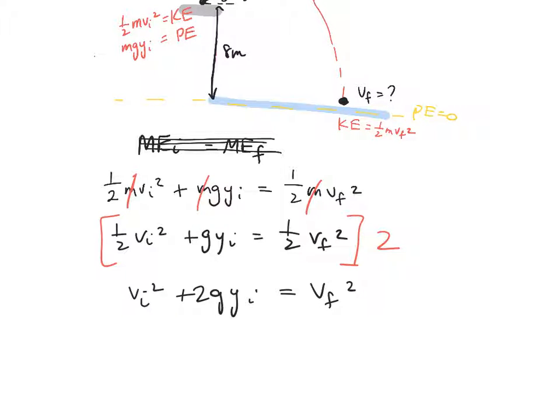Double this, it goes away. Double that, it shows up. Double this, it goes away. And then square root your answer. It gets rid of the square term there. So this is your answer.